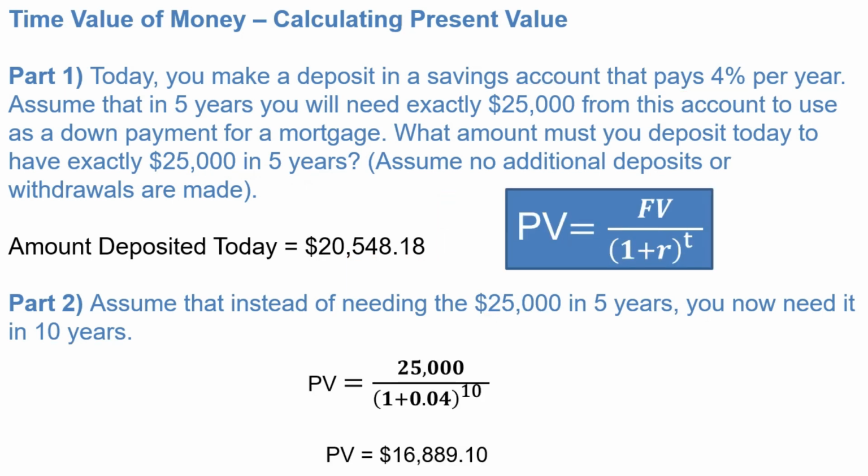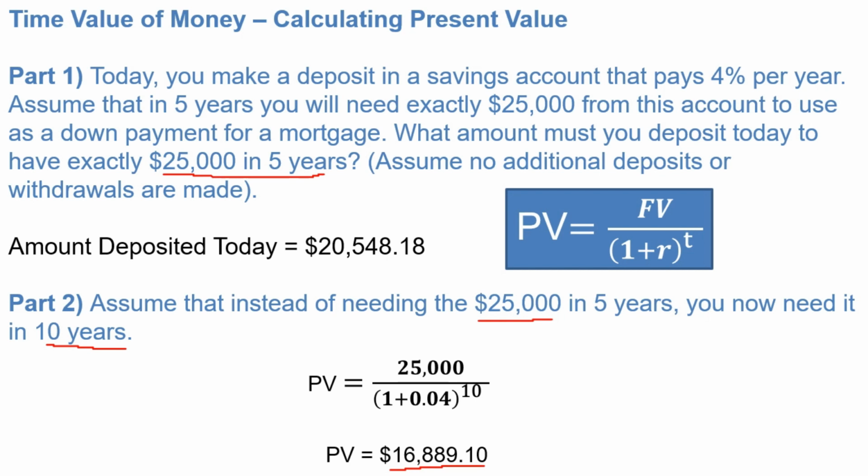The answer you should have come up with is $16,889.10. So in other words, if we needed the $25,000 in 10 years, we would have to invest $16,889.10 today. One last thing I want to point out before we wrap up the video is that notice how the amount we needed to deposit when we needed $25,000 in 5 years is greater than the amount we needed to invest when we need the $25,000 in 10 years.